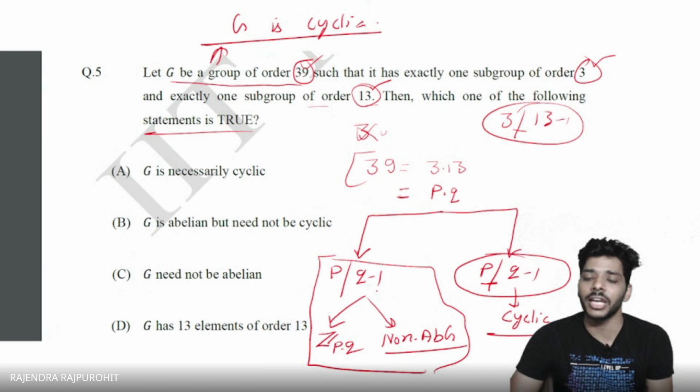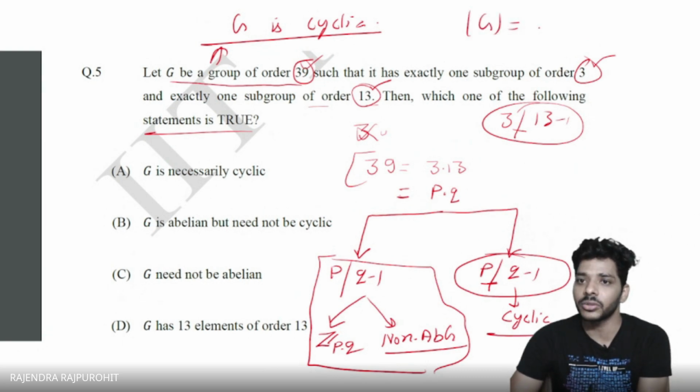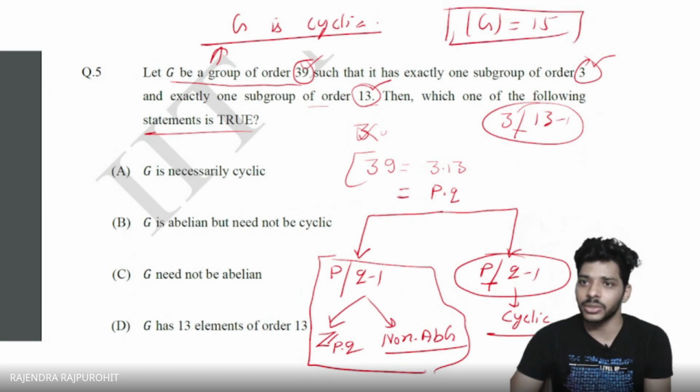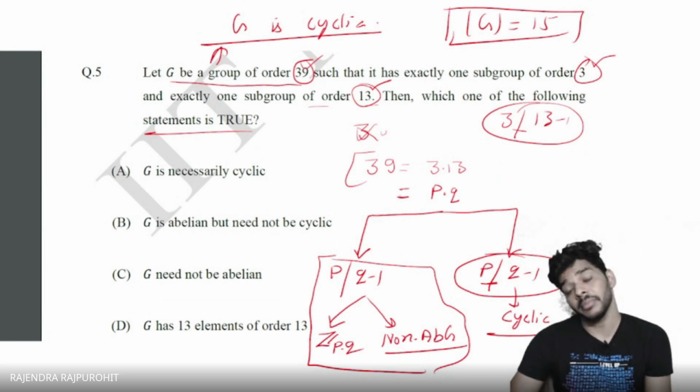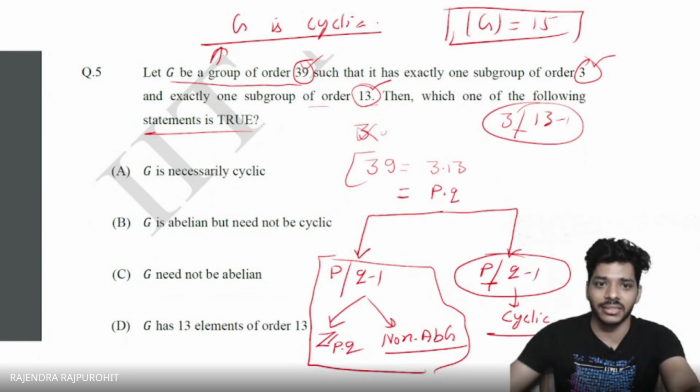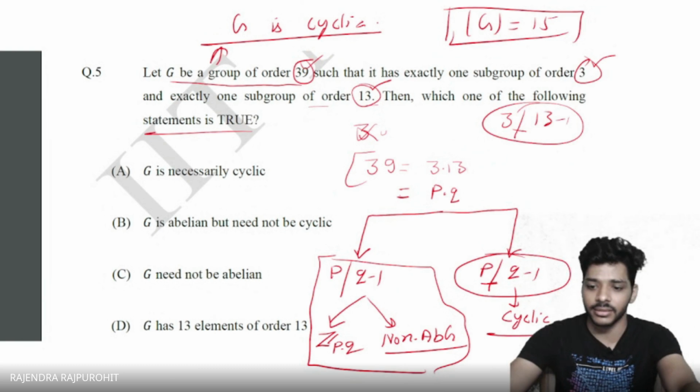Like if I would have given you 15 in place of this, if I would have given you order of group is 15, then you can directly say it is cyclic because 3 doesn't divide 4. Okay, but in this case, 3 divides 12, so it may be non-abelian. But there is one extra information here. So let's use that information and think again.